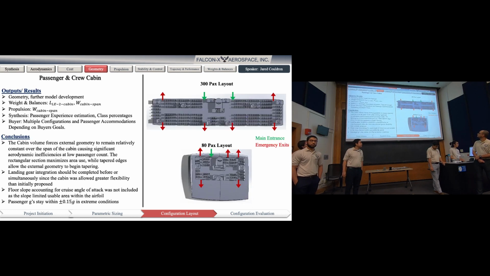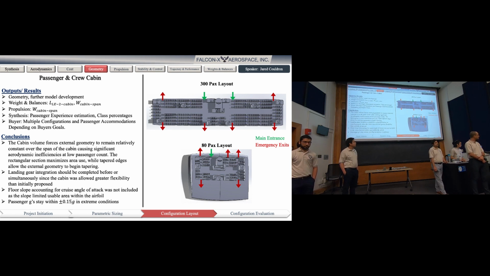These are the layouts we ended up with. We have our 300 packs on top, 80 packs on the bottom. The 80 packs was pretty tight. So the floor just being flat, it is going to have to curve a little bit. This model didn't curve with the floor, but it's not going to be able to be flat. We also didn't account for the angle at cruise attack, so the seats either have to be inclined or they're just going to have to walk up slowly.